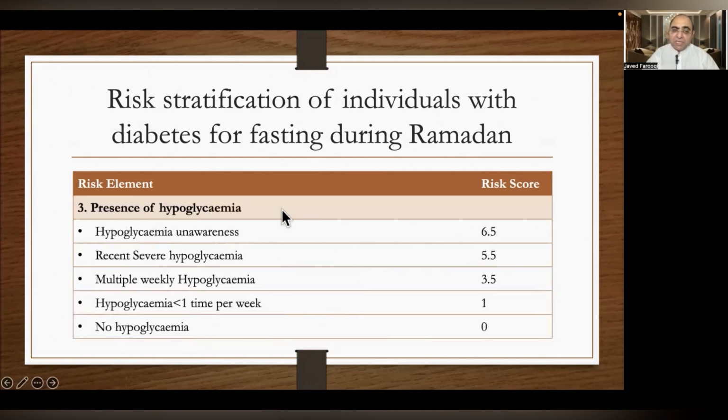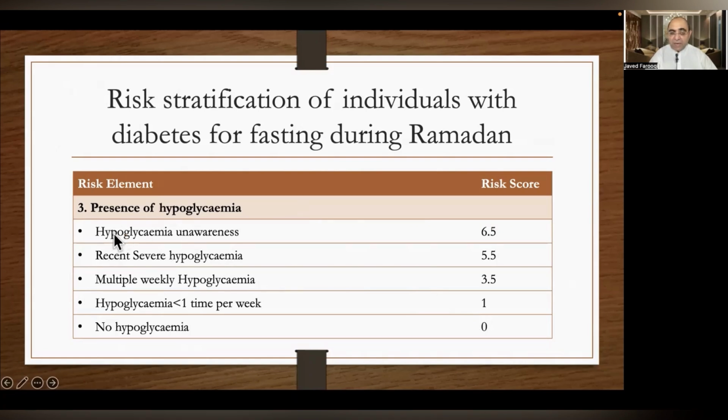The third component is the presence of hypoglycemia. If a patient has hypoglycemia unawareness, he doesn't know whether he has hypoglycemia or not, it is given a 6.5 score. If a patient has recent severe hypoglycemia, it is given a 5.5 score. When there are multiple weekly hypoglycemic episodes, it is given 3.5. And if there is hypoglycemia less than 1 time per week, it is given 1. But if the patient hasn't experienced any hypoglycemia, it is given 0.